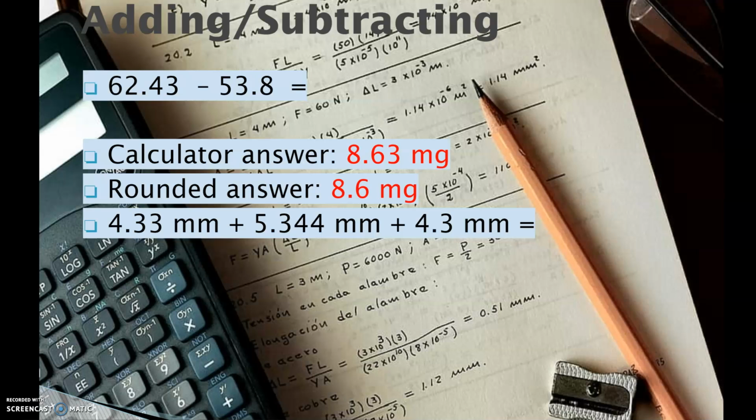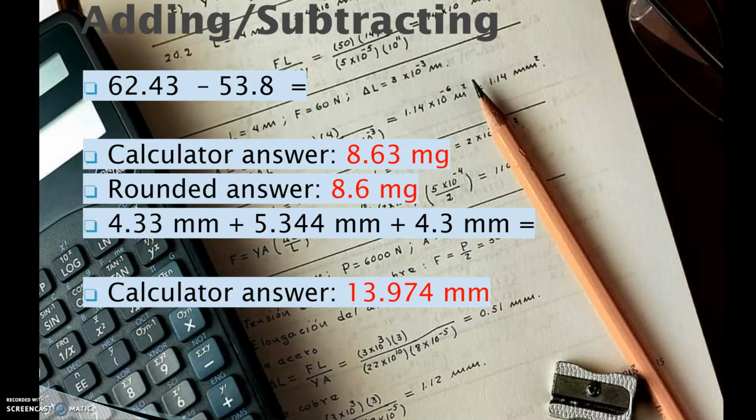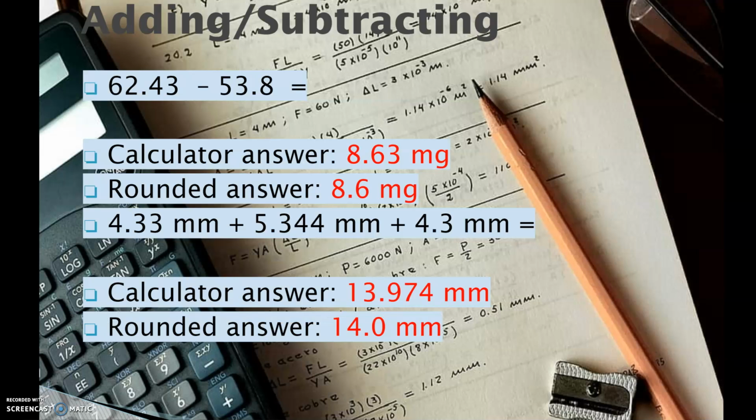Here's another example, 4.33 plus 5.344 plus 4.3. Our calculator answer is 13.974. We round that answer to 14.0.